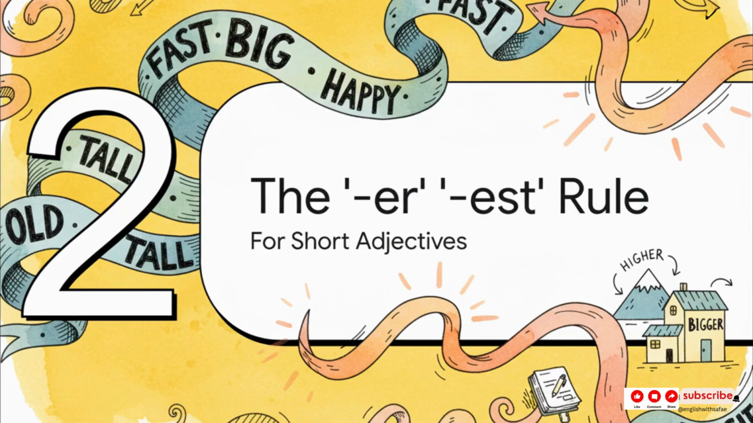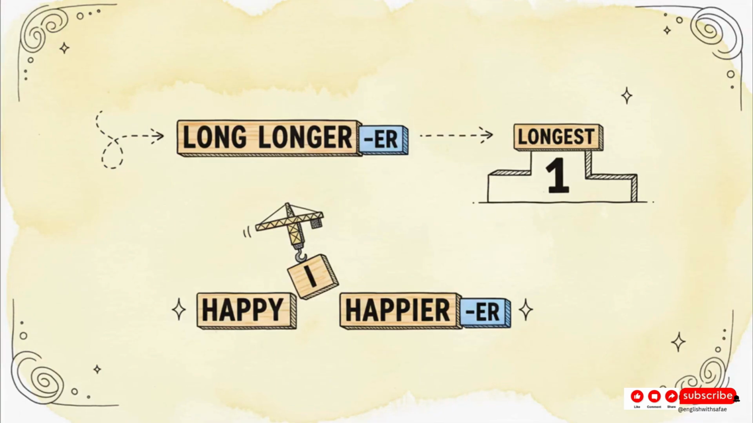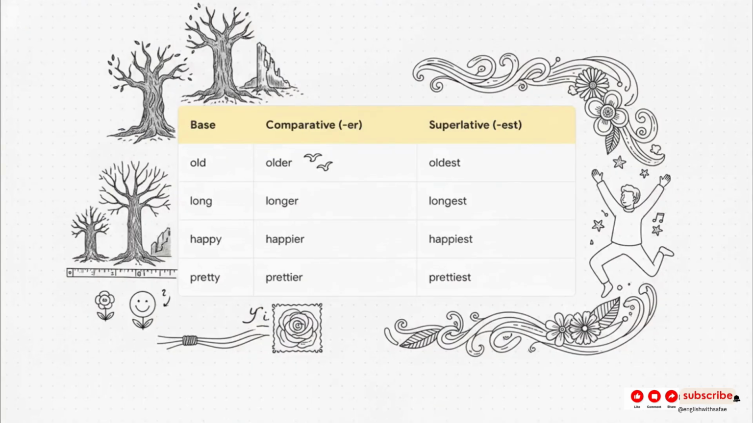Okay, now that we've got the basics down, let's jump into our first big rule. This one handles all those short common adjectives, and it's probably the one you already know best. So here's the rule in a nutshell. For short, one-syllable words like long, or words that happen to end in y, like happy, you don't need to add any extra words at all. You just tack on er for comparatives or est for superlatives. It's nice and clean.